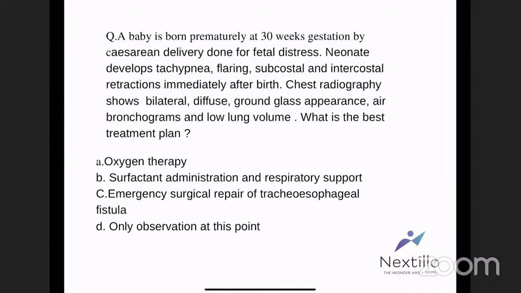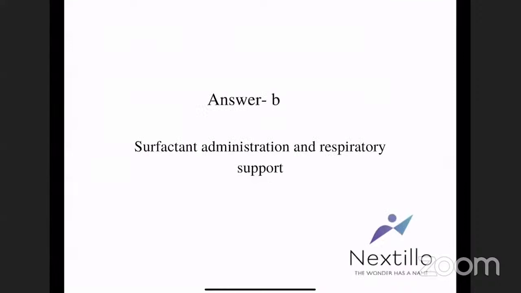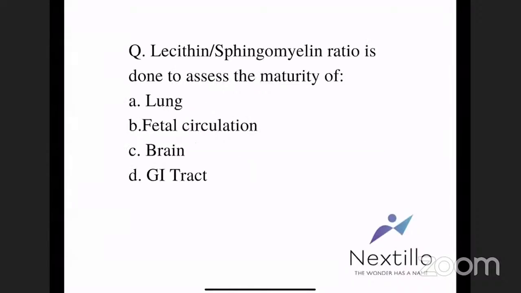Now, what is the best treatment plan? A, oxygen therapy. B, surfactant administration and respiratory support. C, emergency repair of tracheoesophageal fistula. And D, only observation. Now, if we see here, the patient is presenting with severe respiratory distress. Now we already know in cases of severe respiratory distress, what will be the treatment? Support. We'll give the respiratory support. It is the treatment of choice here. So we won't give oxygen therapy because the patient is presenting with an impending respiratory failure. No, observation cannot be done because the treatment will be surfactant administration and the respiratory support.